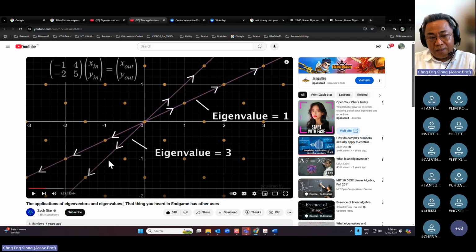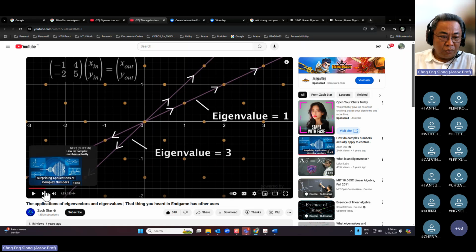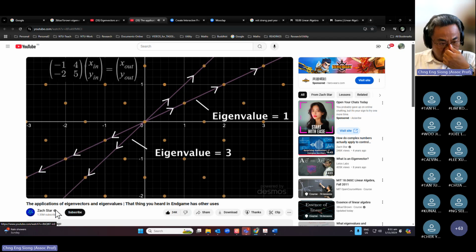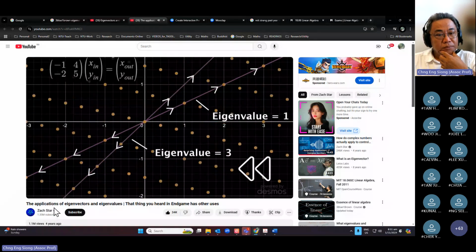In the other line, these vectors are being moved outwards. They are being scaled by 3. So I mean, you see, in 1 minute 33 seconds, you have already been told what eigenvectors and eigenvalues are. Okay, so Z star is pretty cool. You'll notice one of these eigenvalues is 1 because when we apply the transformation, those vectors didn't change in length.